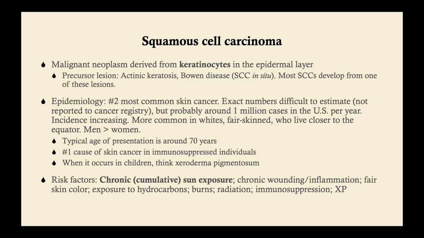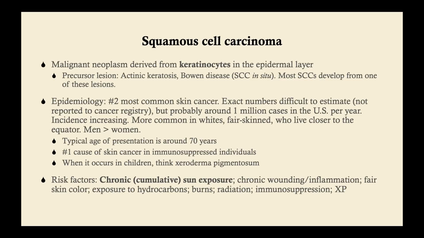UV radiation is thought to deplete those Langerhans cells that are in the stratum spinosum of your skin, and those are thought to play an immunogenic role. So it basically makes your skin immunodeficient, and that's why it's thought that you get an increased risk of squamous cell carcinoma, in addition to damaging the DNA in your keratinocytes. If it occurs in kids, then you need to think xeroderma pigmentosum, a hereditary condition, raising their risk of various skin cancers. Risk factors, the big one is chronic cumulative sun exposure.